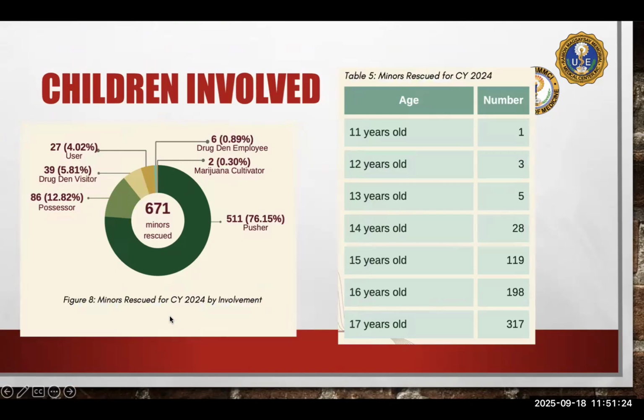Sadly, this data shows that a lot of children are involved and affected by this drug menace. As young as 11 years old, we see children in drug den laboratories, cultivating marijuana, and 76% caught for drug pushing. This is the introduction to the epidemiology of drug abuse. Next, we will talk about the profile of the drug abuser.